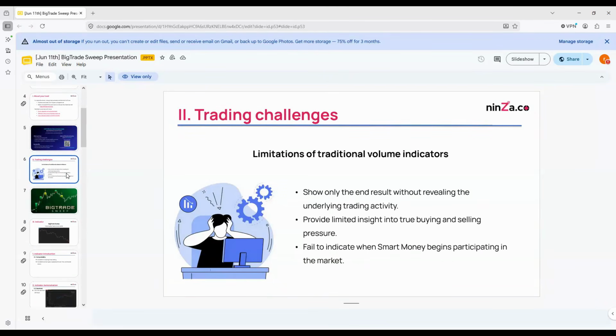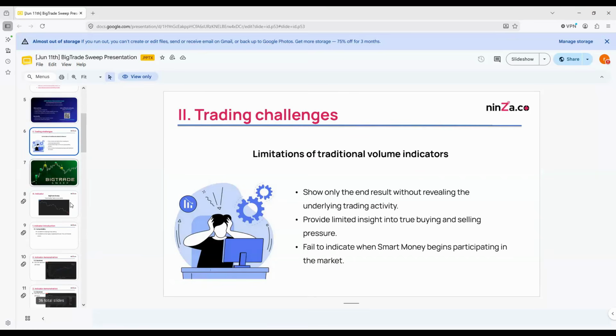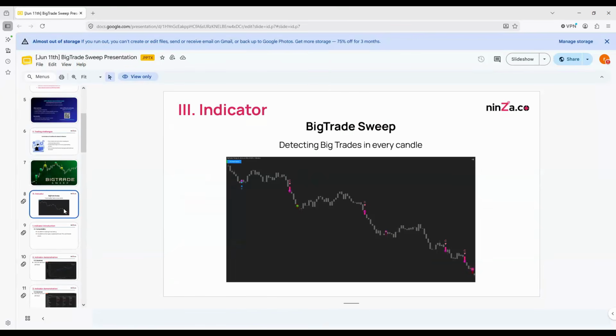Well, trading challenges. Do we have any trading challenges? Okay. So, Big Trade Sweep.